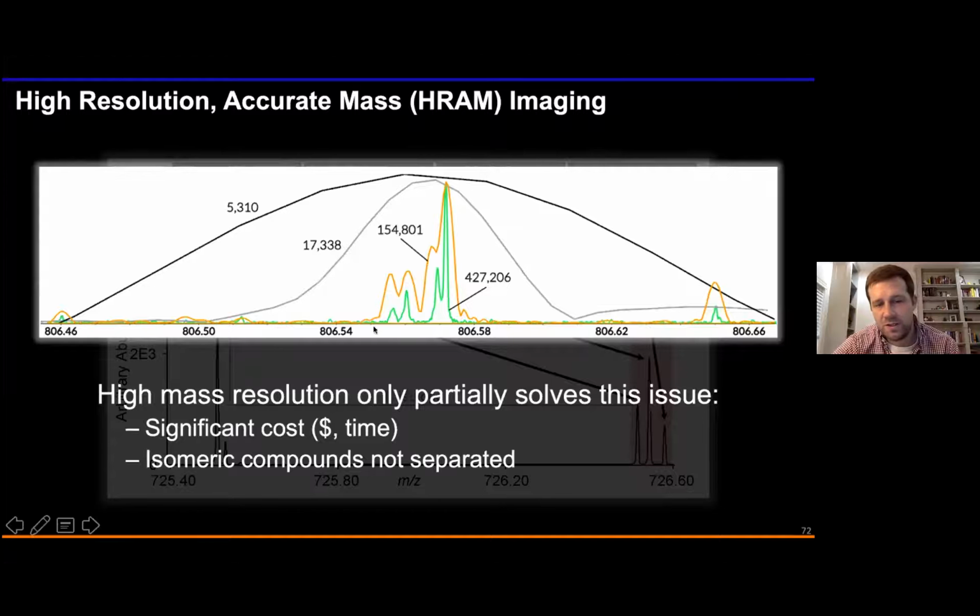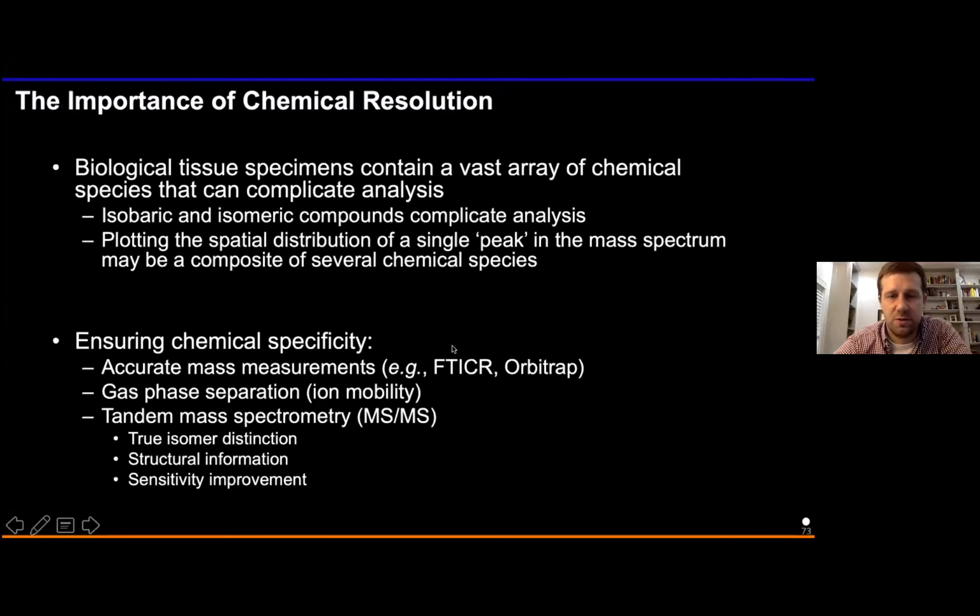So that's great, but this high mass resolution is expensive. These types of instruments, FTICR and Orbitrap instruments, are relatively expensive, and it comes at a significant cost per time. Additionally, this resolution is not going to separate true isomers. So we need other ways of separating these chemical compounds from one another. One of the ways we can do that, again, is through accurate mass measurements and high resolution. We can also use ion mobility spectrometry, which you may have heard about, and we can also use tandem mass spectrometry.